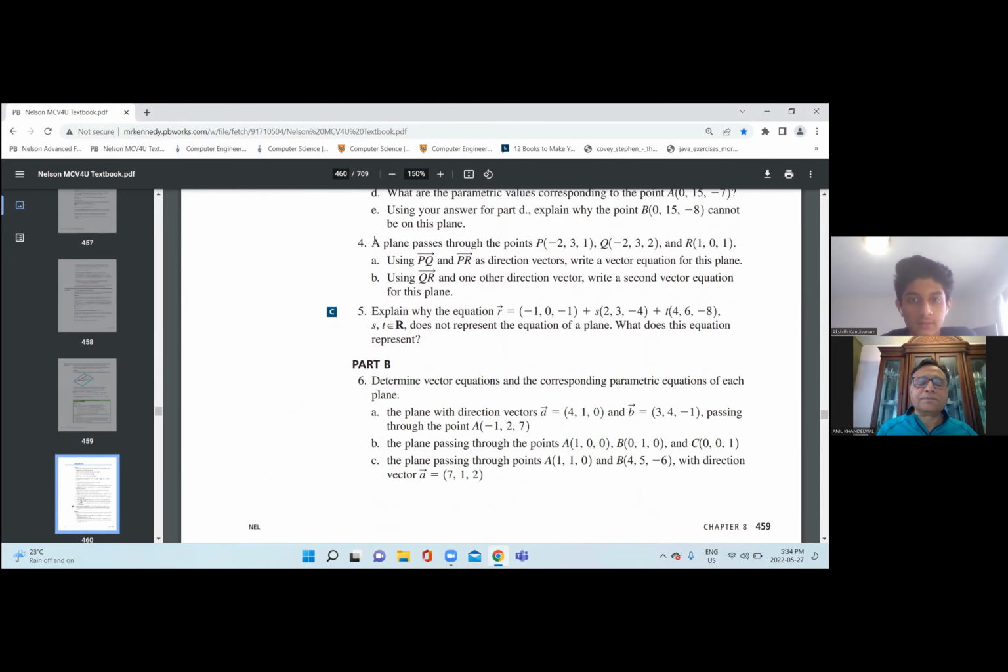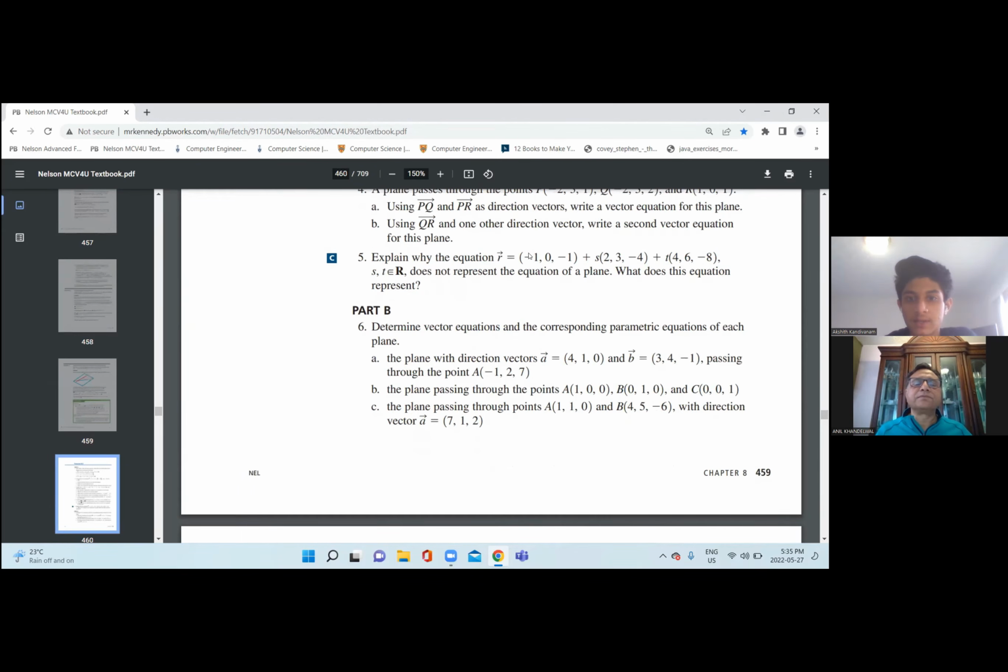4, sir? Yeah. A plane passes through the points P(minus 2, 3, 1), Q(minus 2, 3, 2), and R(1, 0, 1). Using PQ and PR as direction vectors, write a vector equation for this plane. Easy, okay. Right? Yeah. And using QR and one other direction vector, write a second vector equation. Yeah. Correct. Explain why the equation r equals (minus 1, 0, minus 1) plus s(2, 3, minus 4) plus t(4, 6, minus 8) does not represent the equation of a plane.